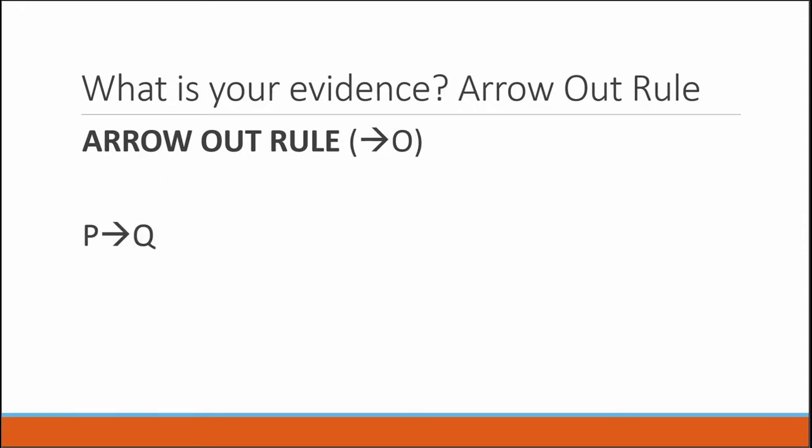Okay, let me give you an example. If P, then Q, premise 1. Premise 2, P. We infer, therefore, Q. Arrow out rule. If P, then Q, we have a conditional statement for our first premise. Our second premise is a formula which exactly matches the antecedent of the conditional statement, right? So we infer the consequent of the conditional statement. And now it has to be precise. The antecedent has to match exactly, and we infer only the consequent.